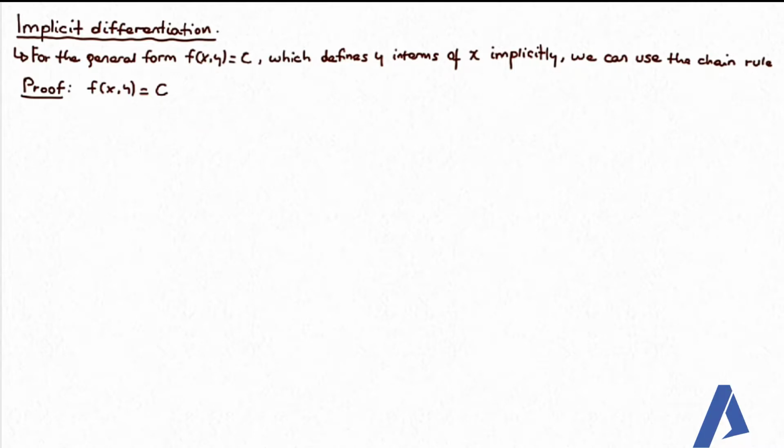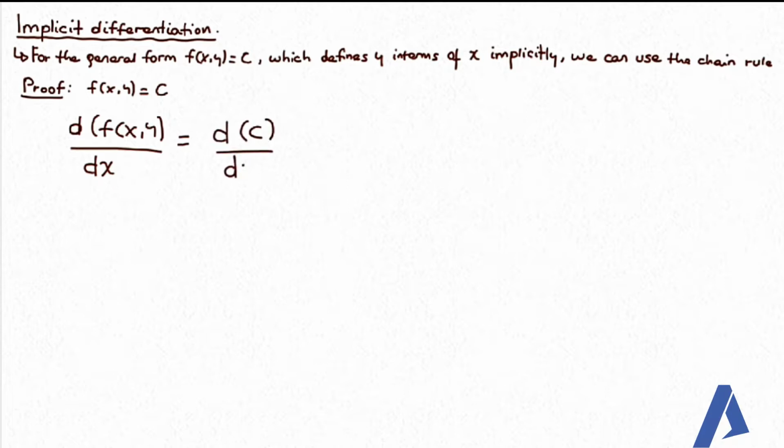ስለዚህ as the proof, let's say we have a general function f of xy is equal to some constant c. ስለዚህ if we differentiate both sides in terms of x, d of f of xy by dx is equal to d of the constant with respect to x. እዚህ ጋር ቼን ሩል ነው የምንጠቀመው። We know that our function f of xy is a function of two variables, x and y. አይደለ?